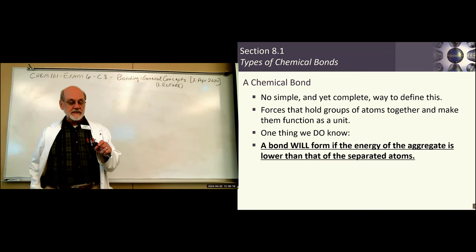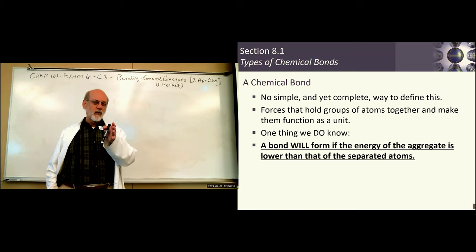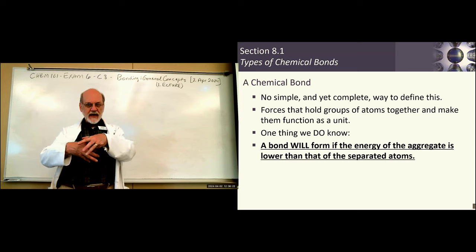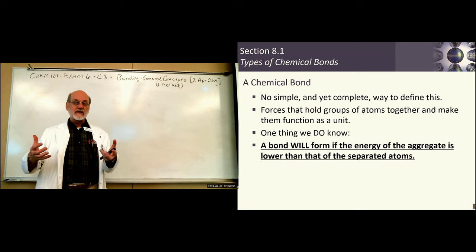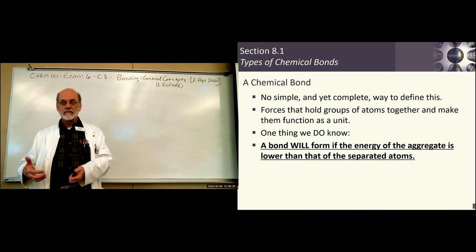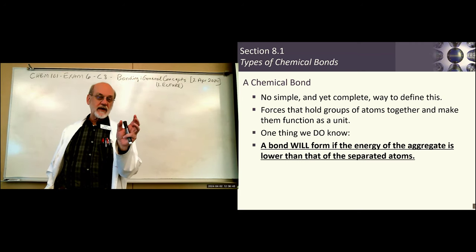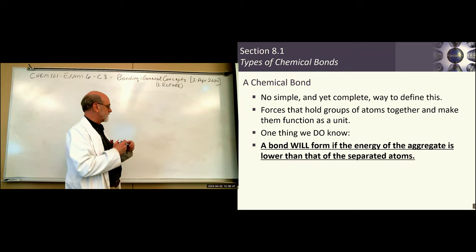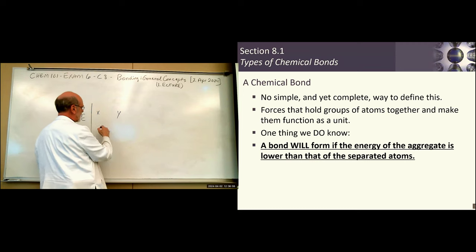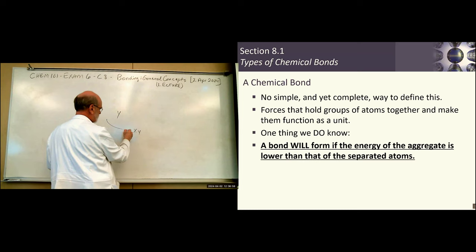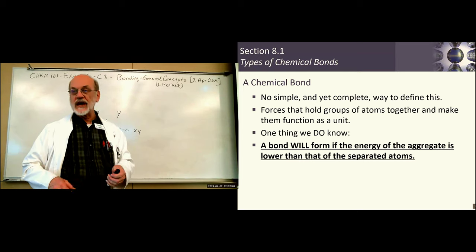One thing we do know, and this is evident through decades, centuries of scientific investigations, a bond will form if the energy of the combination of atoms, what we call the aggregate, is lower than that of the separated atoms. In other words, in a broader definition, the universe tends toward lower energy, more stable situations. If we apply that to the formation of a chemical bond, the atoms have a certain energy level, and when you put them together, if they're at a lower energy level, then it's very likely that the chemical bond will form. Because lower energy is desirable. It's more stable.